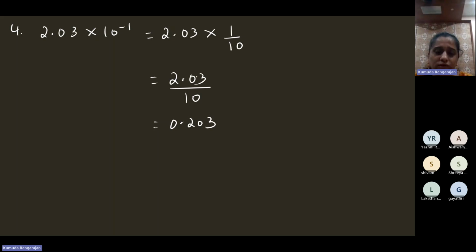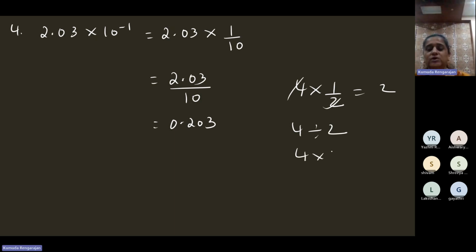When you divide, the value of the numerator will become smaller. When you divide by 10, the value of the numerator will become still smaller. You're dividing. If you're multiplying, it will increase. Multiplying again by a fraction, it will not. Like if you multiply 4 by half, then it's 2. Because when you're multiplying by a fraction, it's like dividing. 4 divided by 2 is 4 into 1 by 2.